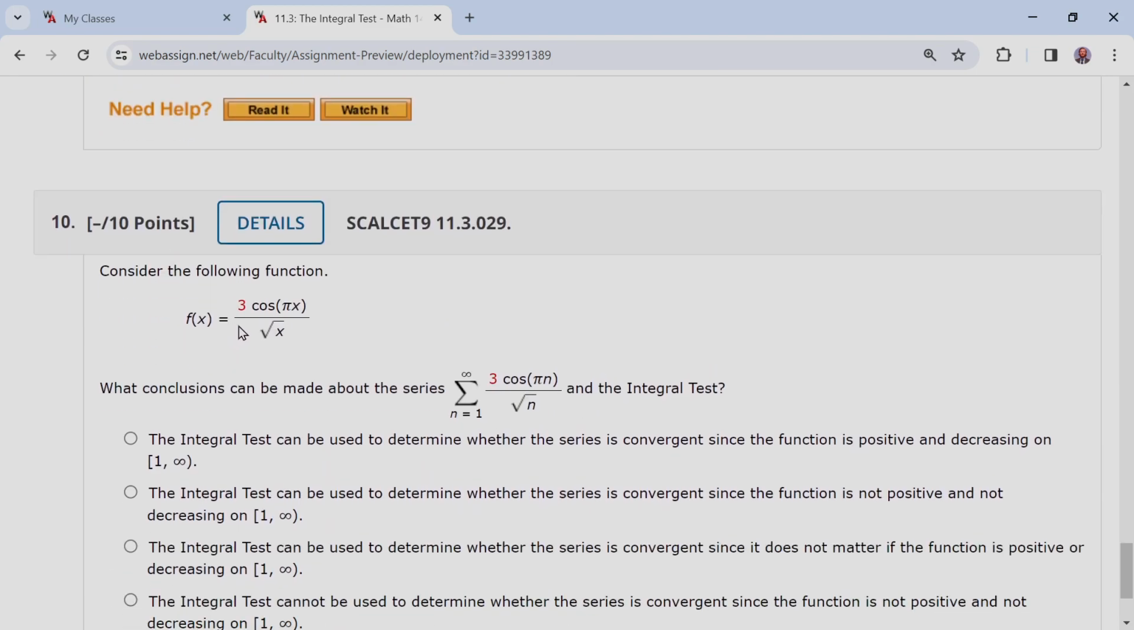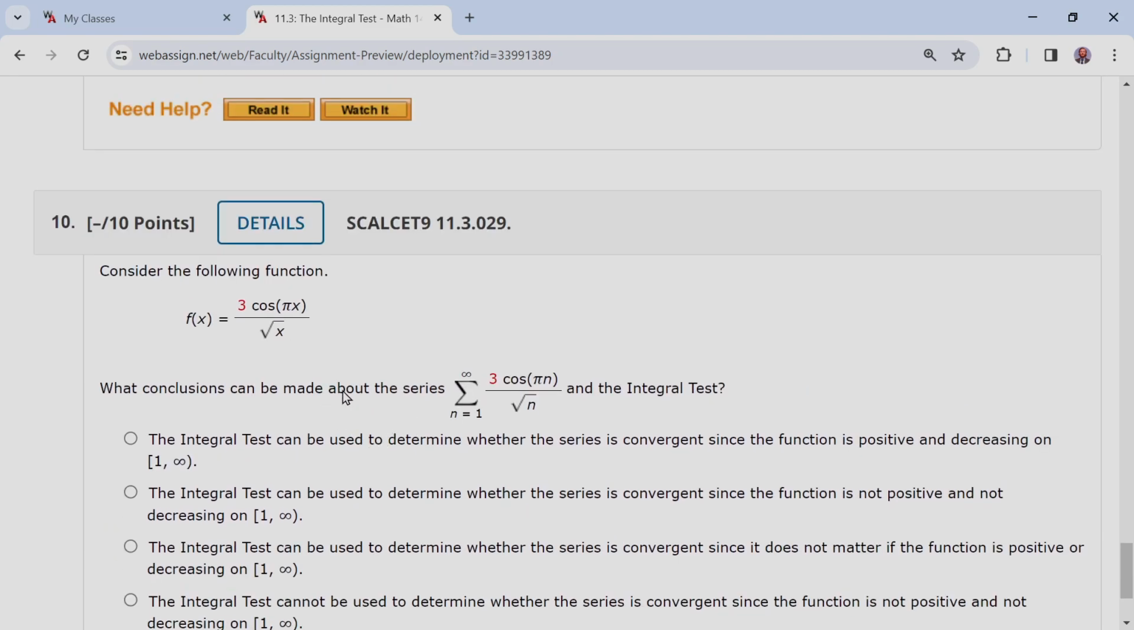Right, consider the following. What are the conclusions that can be made about the series and the integral test? Well, you see with the cosine pi x, sometimes that's going to be positive, sometimes that's going to be negative, which violates the integral test assumption. So we're not going to be able to use the integral test here because we are not positive on every term. Some of the terms are positive, some are negative, and that is too much variation for what the integral test allows.